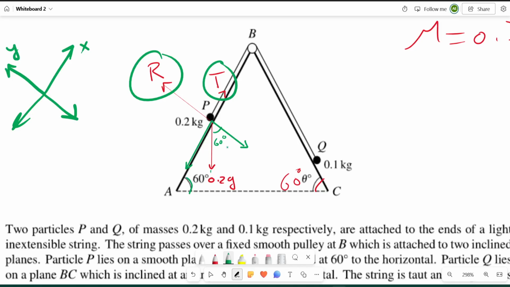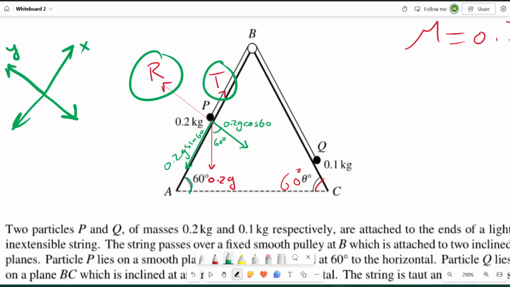Okay. So resolving this, I always start from the force that I want to resolve and see if I'm closing on my angle, like in this example, it's going to be cosine. So it's going to be 0.2 g cosine 60. And here, if I'm going away from my angle, starting from the force I want to resolve, it's going to be sine. So 0.2 g sine 60 over here.